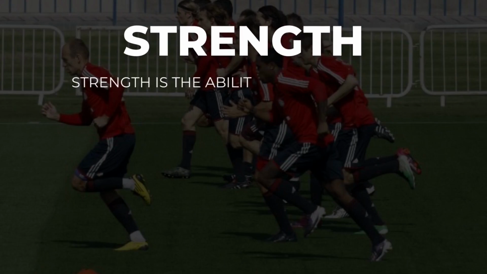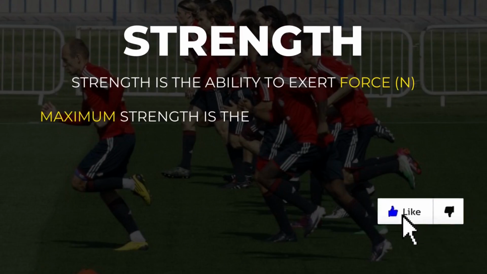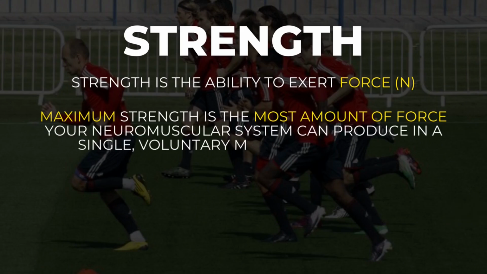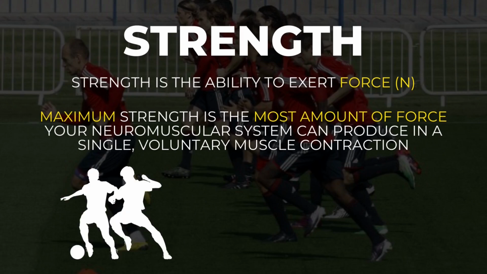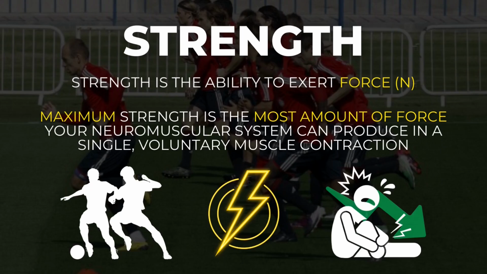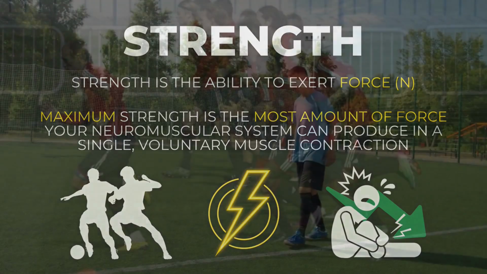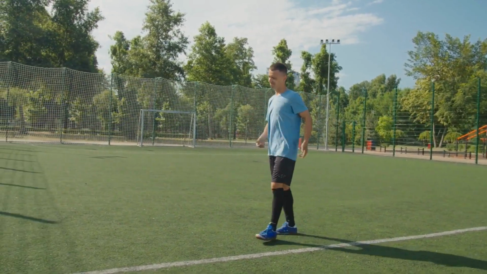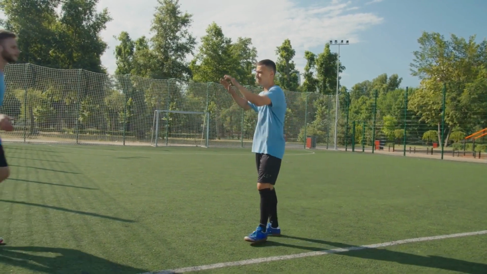Strength is the ability to exert force. Max strength is the most amount of force your neuromuscular system can produce in a single voluntary muscle contraction. Max strength is a vital component of one's game, especially for those players that are getting involved in physical battles a lot. It also offers a great crossover to power and speed development, and is one of the primary ways to significantly decrease the risk of injury. Think of it like this. If your muscles, joints, tendons, and bones are able to handle and tolerate high forces, you are much less likely to get injured, no matter if we're talking about an ankle sprain, a hamstring tear, or an ACL.